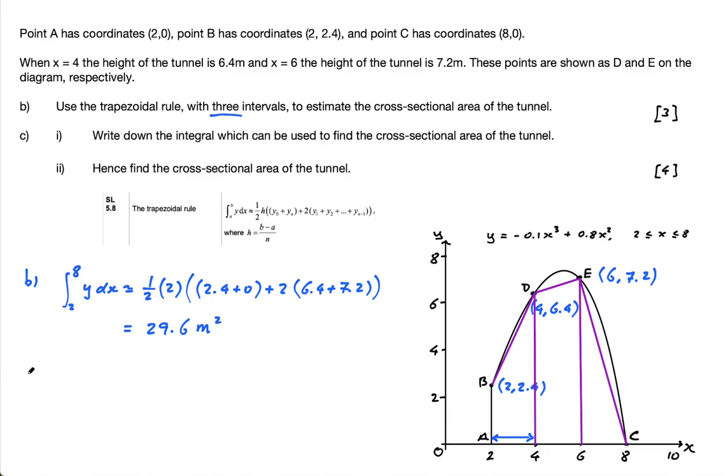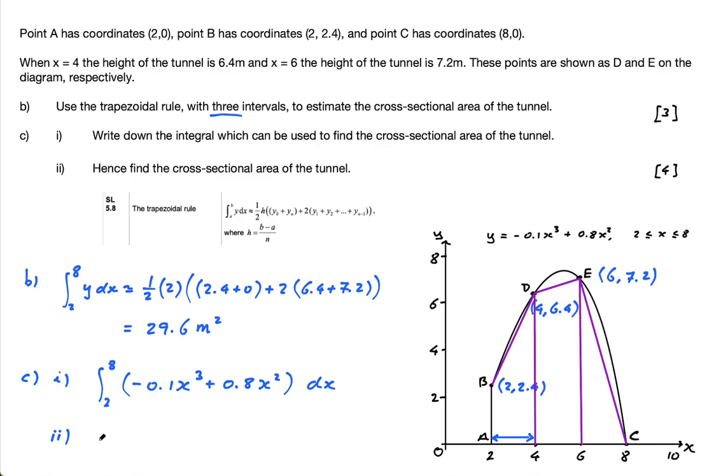Part C, well, it breaks it into 2 pieces. So the first one is, write down the integral which can be used to find the cross-sectional area of the tunnel. So the integral is just from 2 to 8 of this, of y, which is minus 0.1 x cubed plus 0.8 x squared dx. That's just part I, and then part II is to just actually calculate this.